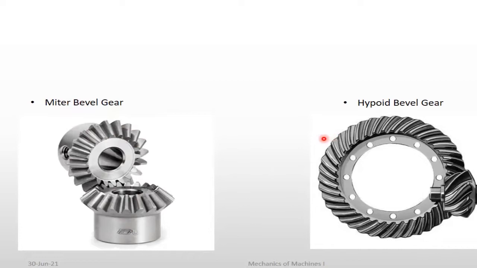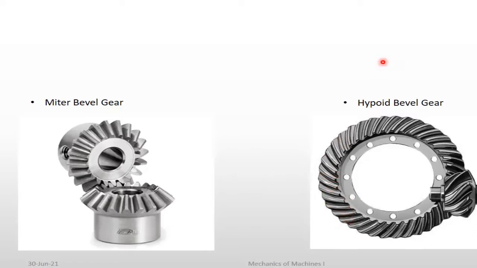So the first one we saw is the straight bevel gear. The second one we looked at is the spiral bevel gear. The third one is the miter bevel gear. And the fourth one is the hypoid bevel gear. So what do we mean by the hypoid bevel gear? It also looks like a spiral bevel gear because the teeth are cut at an angle. But maybe it can be a straight one also.